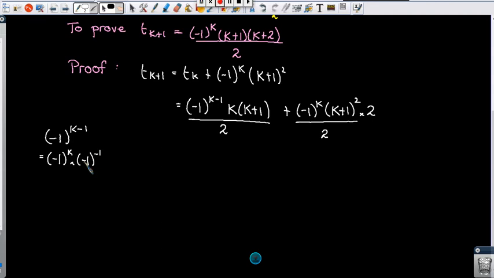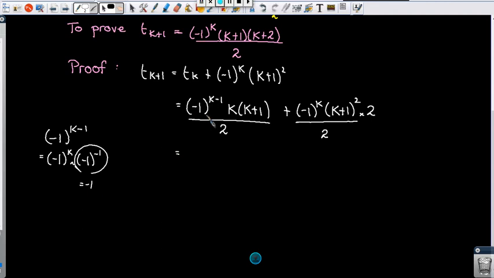Now, if that was any other number, when it's got a negative power, it goes downstairs. But what's minus 1 to the minus 1? 1 over minus 1, which is minus 1. It's just minus 1. Put it in your calculator if you don't believe me.